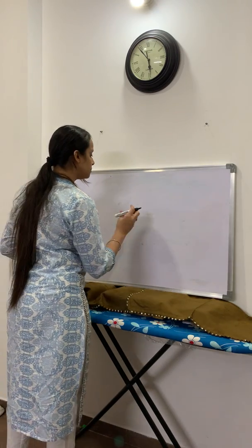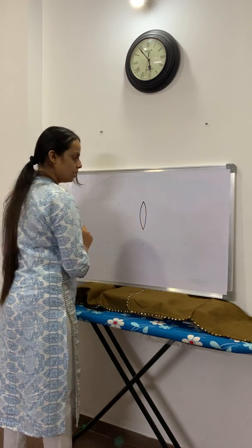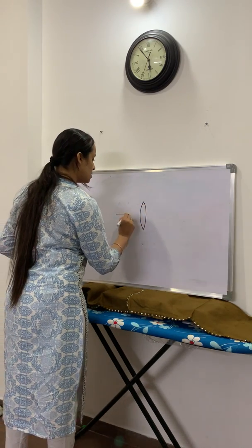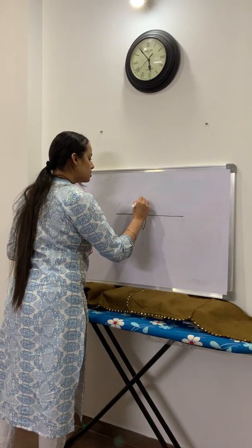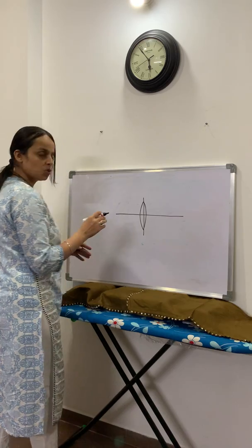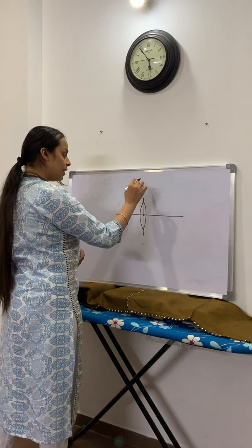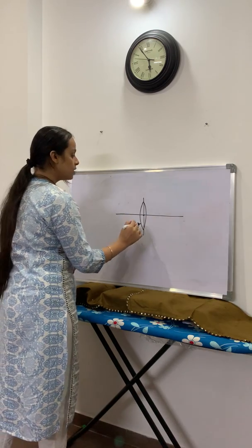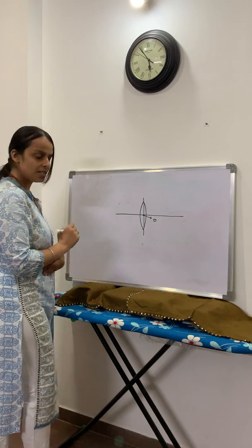So this is a convex lens, alright, and this is the principal axis of the convex lens. This is the principal plane. So the point at which the principal axis will get intersected by the principal plane, this will be the optical center, you might call it O, right?